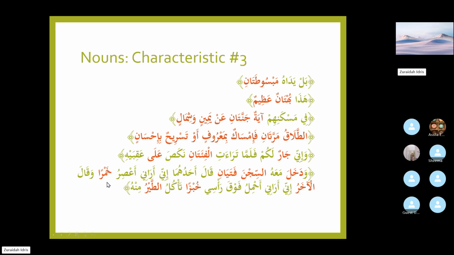Sister Elaine, your turn. Khamran. Okay, Khamran. It's singular. Masculine. And is it feminine? Masculine. Khamran. Remember this word?